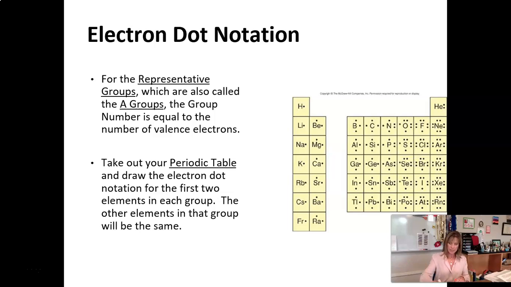And then all the way at the end is neon. You're just going to have to be okay with the fact my neon's in the wrong spot. Okay, so draw the electron dot notation for at least the first couple of rows, just to get yourself used to it. And again, it's only the A groups, not the B groups. The B groups are the transition metals. Okay, you can pause me and do that.